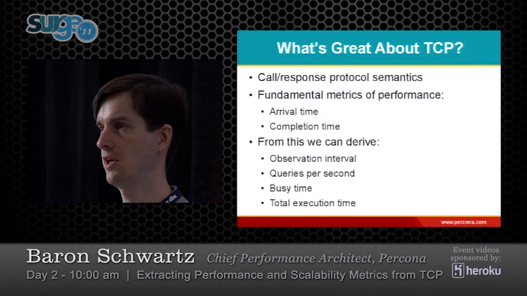But most databases, and in fact most other systems such as web servers and Memcached and lots of special purpose programs, send a message to the server and then block and wait for the response back from the server. So this call and response TCP semantics means that you can actually see the arrival time and the completion time, and you can use that to measure how long the query executed, or the request, whether it's a query or not, the request executed on the server. So from that, we can derive several of the fundamental metrics of performance. The most fundamental metrics that we can use as building blocks to build up all of these other types of metrics are the arrival times and the completion time.